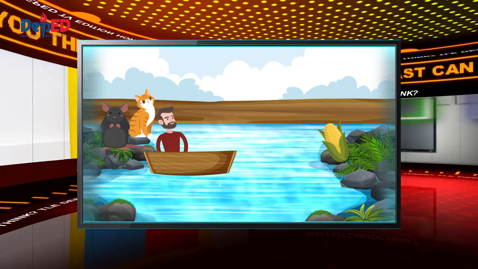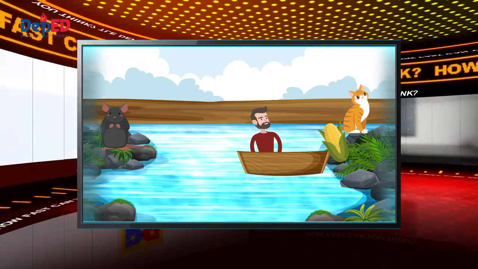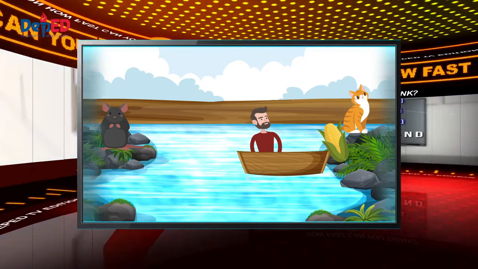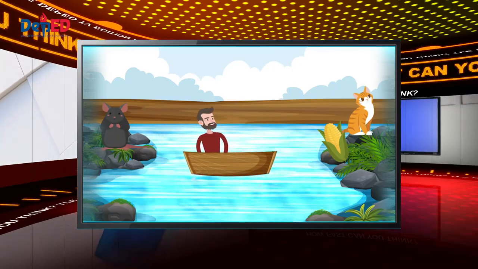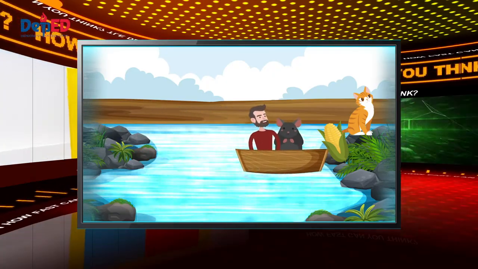The rat is unloaded on the other side, and the boatman takes the cat to the other side where the corn is. Wow, brilliant! And last but not least, the boatman goes back to fetch the rat.